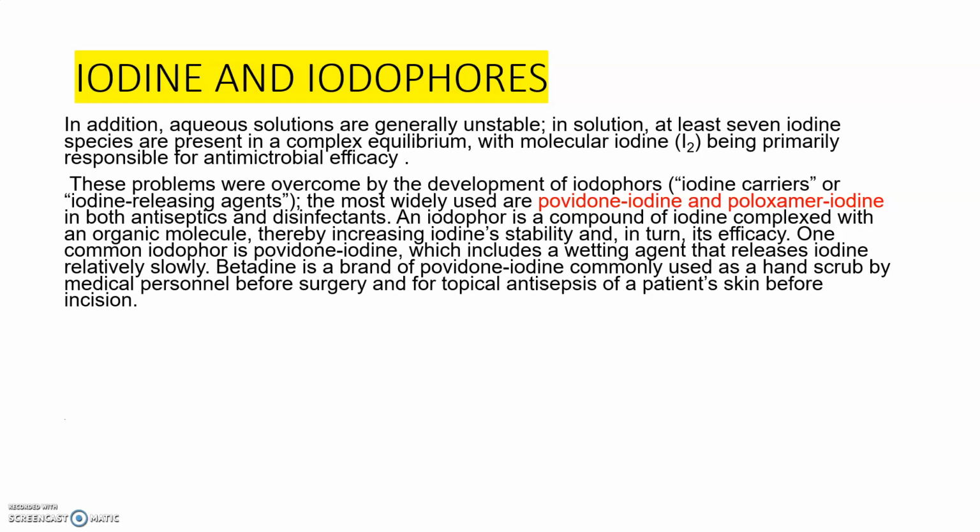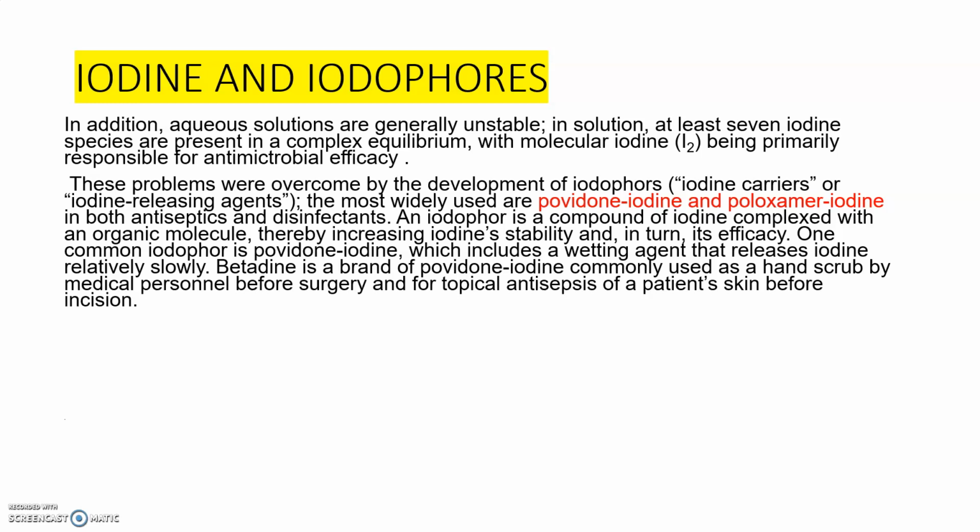So, what do we mean by an iodophore? It is a compound of iodine that is complexed with an organic molecule. It increases the iodine stability and in turn its efficacy. One common iodophore is povidone iodine, which I have already mentioned, and it acts as a wetting agent that releases iodine relatively slowly because these are iodine releasing agents. That's why they release iodine slowly. An example of povidone iodine is Betadine.